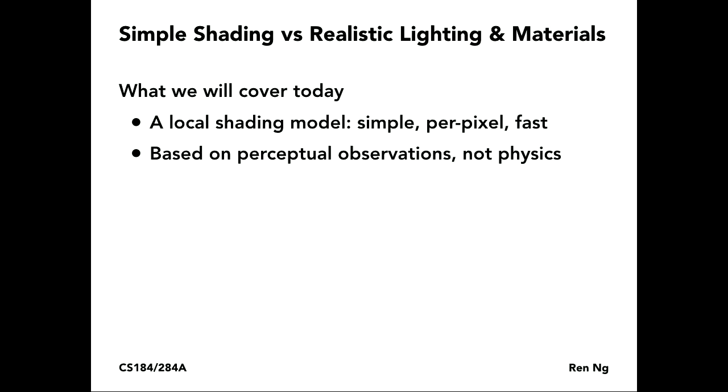Okay? So what we're going to cover today is a so-called local shading model. This is very simple relative to the more physically based techniques we'll talk about later in the course. It's per pixel implemented, and it's very fast. It's very good for graphics that's accelerated for GPUs, and it's where it arose for real-time graphics originally. It's based on perceptual observations, not physics.